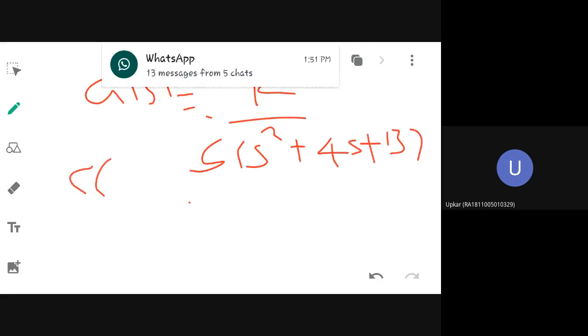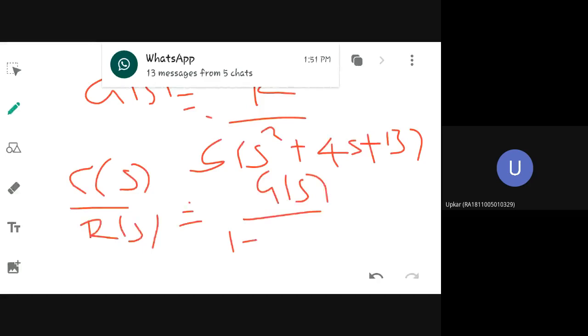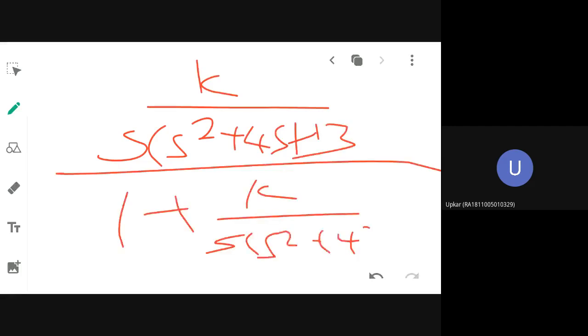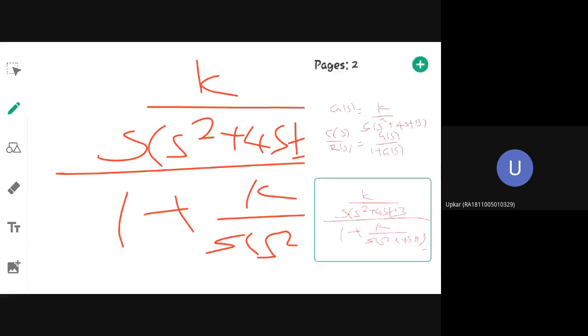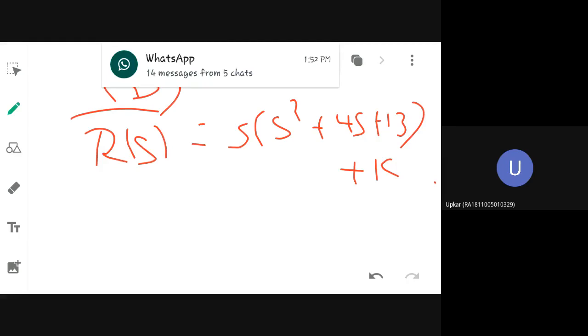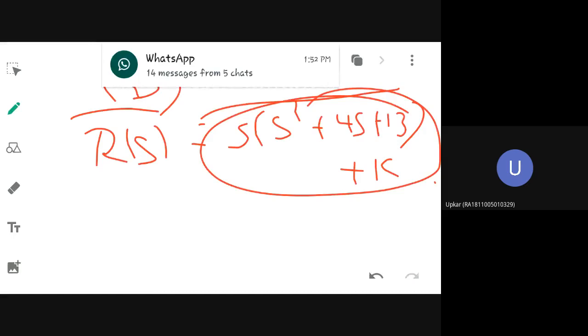Okay, so I want to find the closed loop transfer function. What's the formula? This is a negative feedback system, so G of s divided by 1 plus G of s. Just substitute that. K divided by s into s squared plus 4s plus 13, divided by 1 plus K divided by s into s squared plus 4s plus 13. If you solve that, you will get C of s divided by R of s. What is the answer you are having for this case? s into s squared plus 4s plus 13, plus K. That is your characteristic equation, isn't it? This is the denominator polynomial. That will be your characteristic equation.